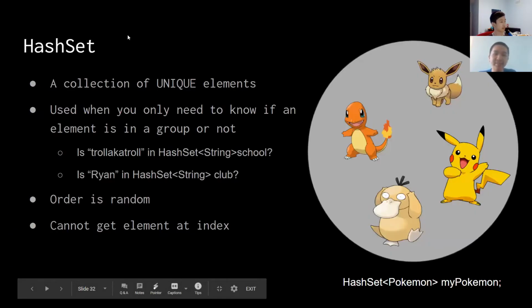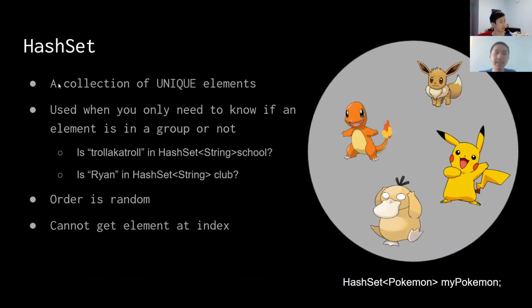And another thing that's probably new to most of you is a hash set. So a hash set is basically a collection of unique elements. It's a data structure that holds a lot of different elements, but no two things can be the same. So you can use this when you only need to know whether an element is in a group or not. So I can make a hash set that's called school, right? And I can add strings into it. And I can check, is troll inside the hash set? And it'll tell me a Boolean, true or false.